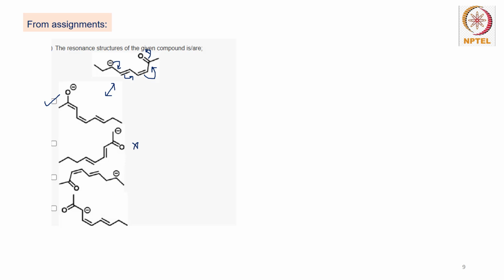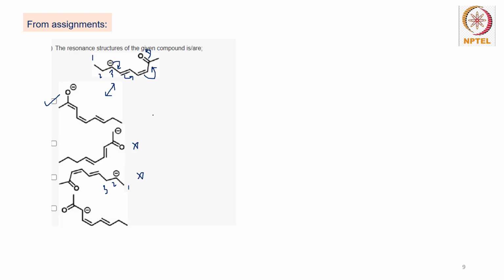Next is this one. Here, what have they shown? If I just count the numbers, 1, 2, 3. What they have done is shift the negative charge from position 3 to position 2. That is not a conjugation. How can it be possible? It's not possible, right? You can't just shift a negative charge to this position. There has to be some conjugation by which it moves. So this is also not our answer. This is not possible.